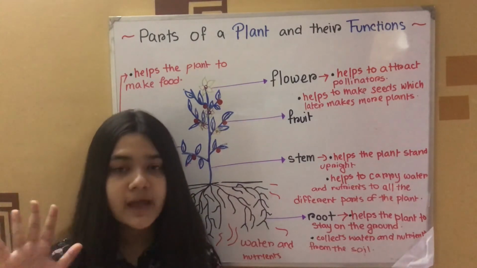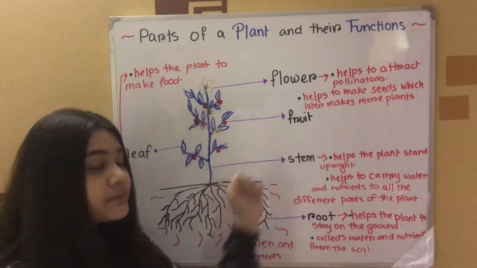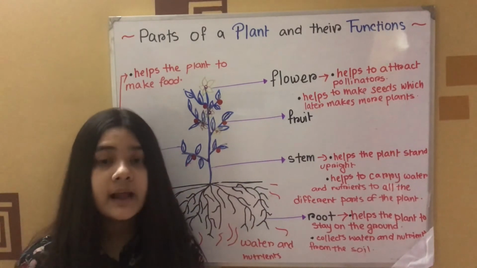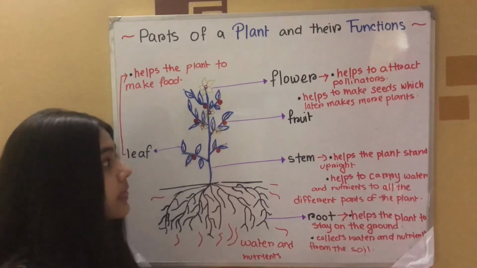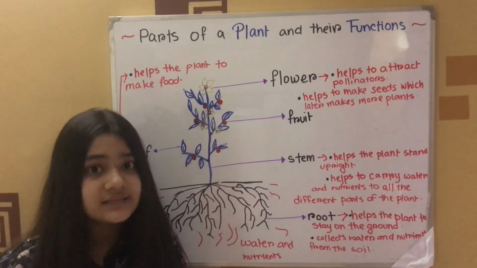And the fifth and final part of the plant we are going to learn about is the fruit. Fruits are really tasty, right? But what does the fruit help the plant to do? The fruit helps the plant to protect its seeds.